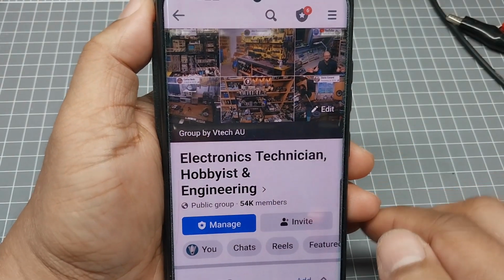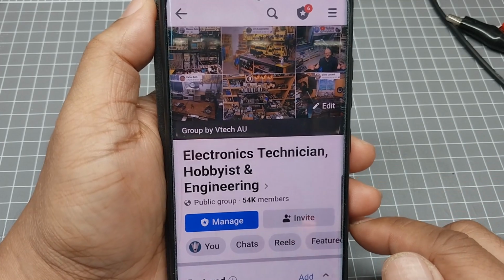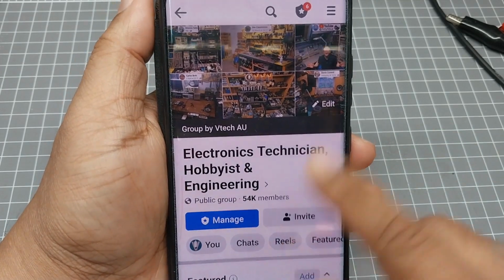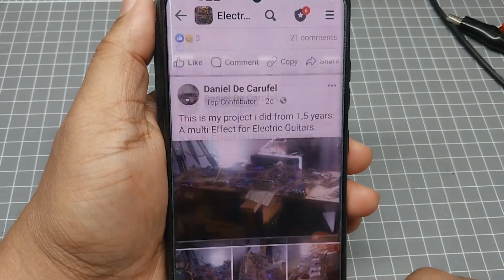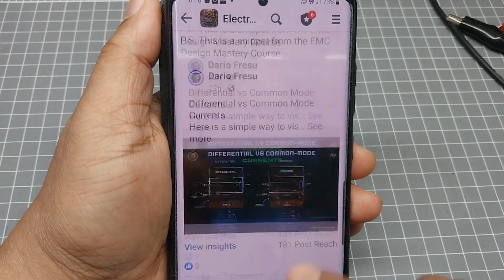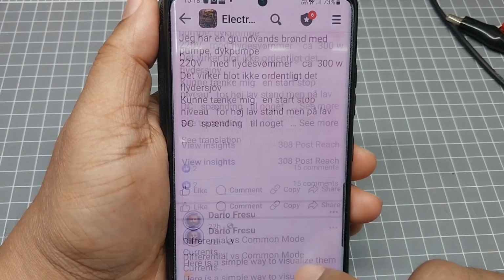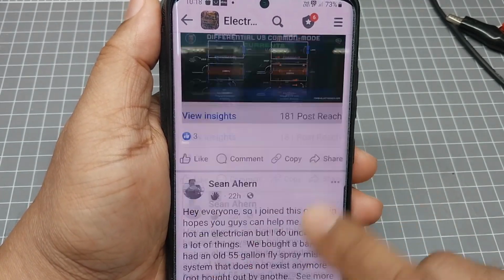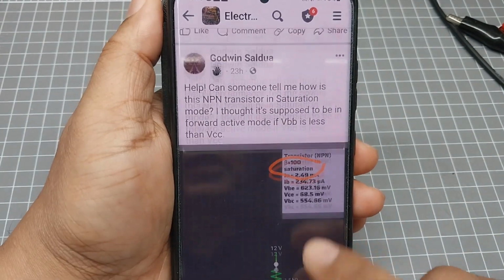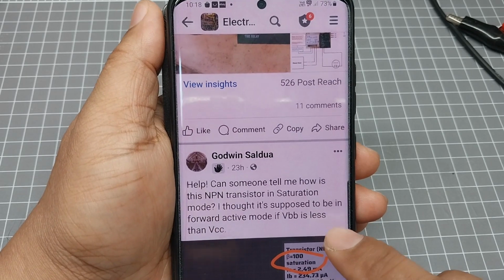So we have a post on our Facebook group, Electronics Technician, Hobbies and Engineering. This is about a transistor. This is by Godwin Saldoa.